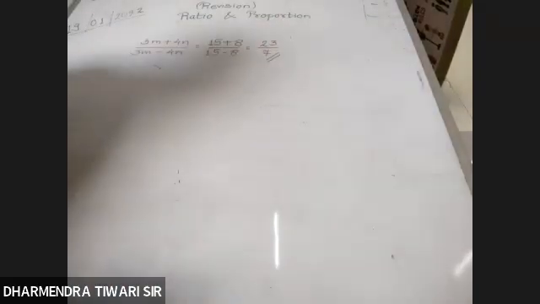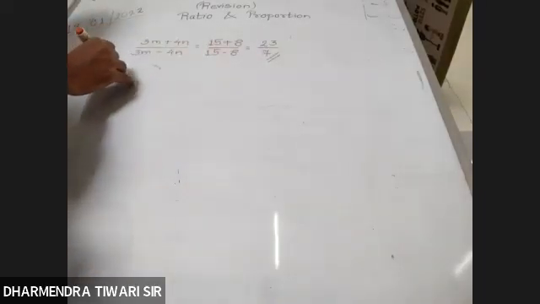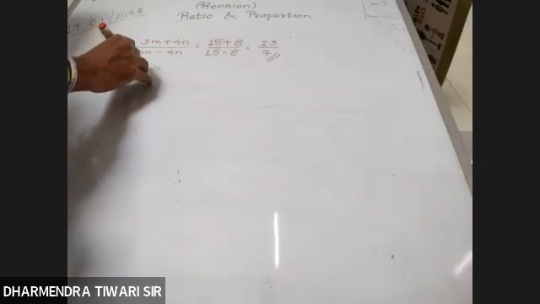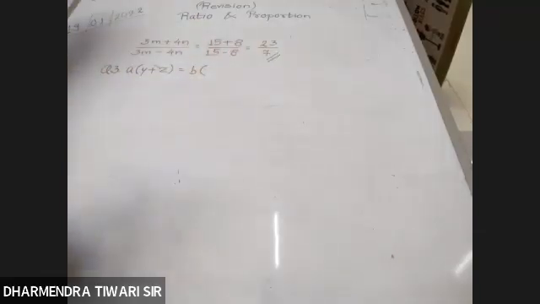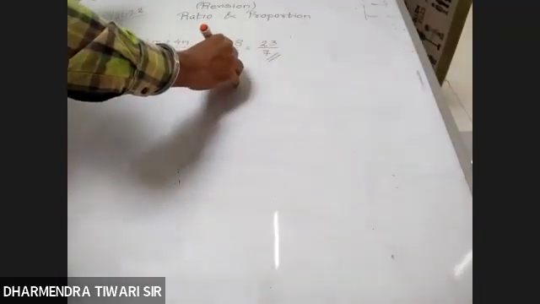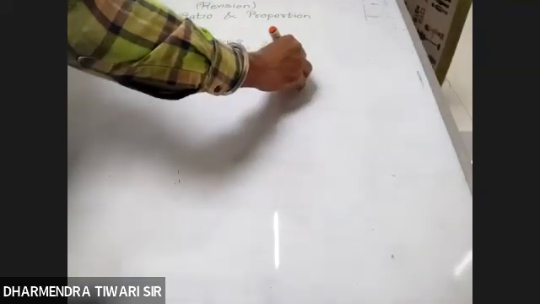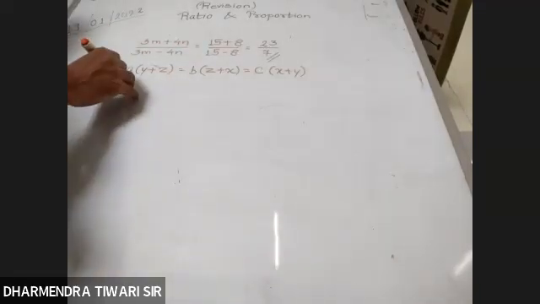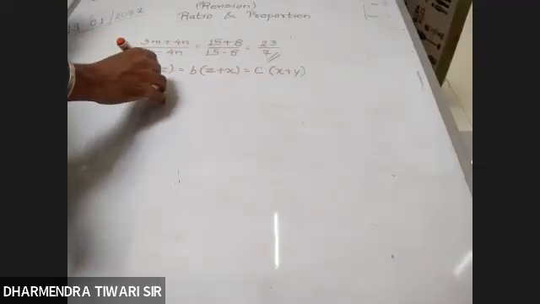So the next problem is, what is given? Question number 3. Given A(Y + Z) = B(Z + X) = C(X + Y). This is the equation that we are having, where A is not equal to B is not equal to C.